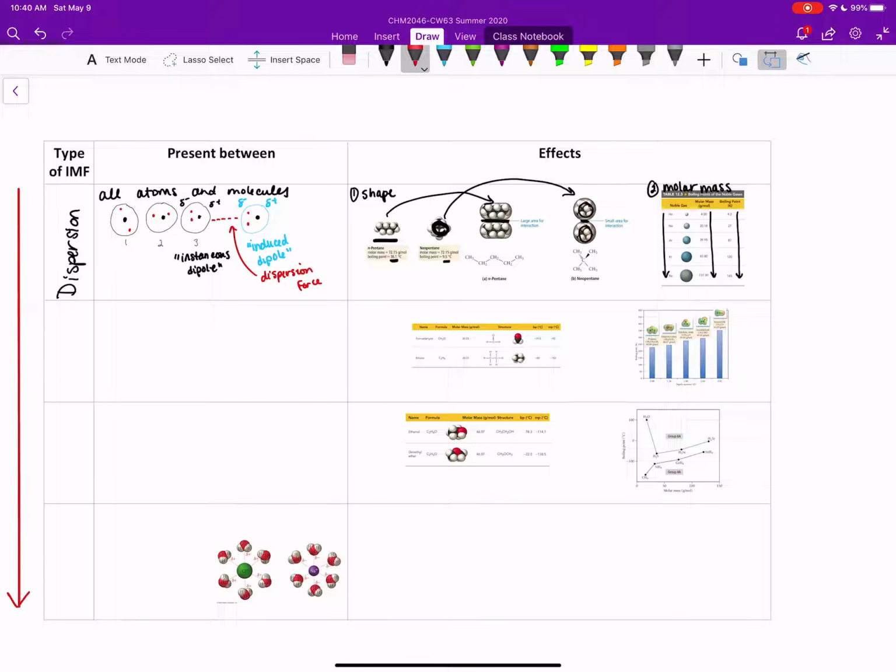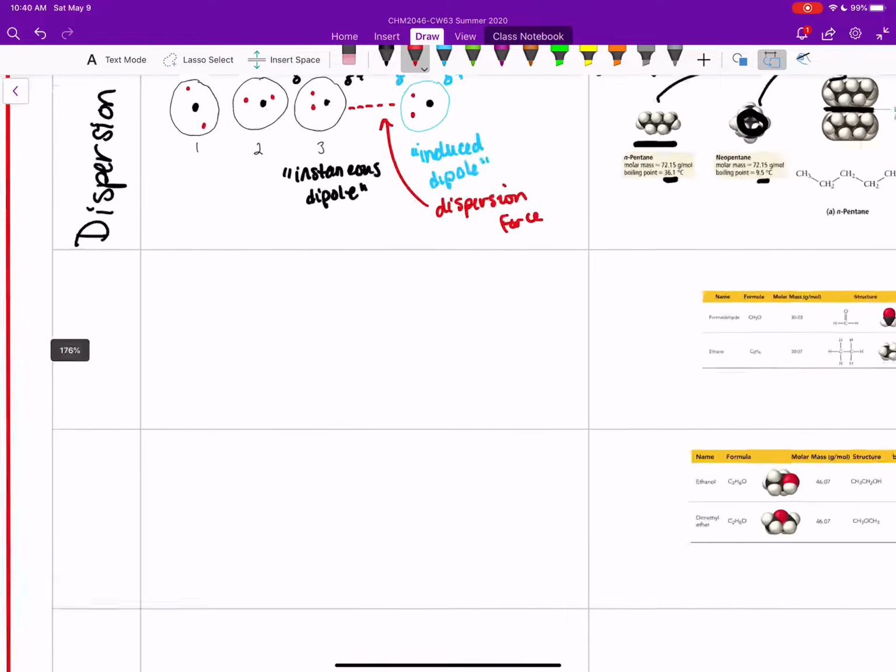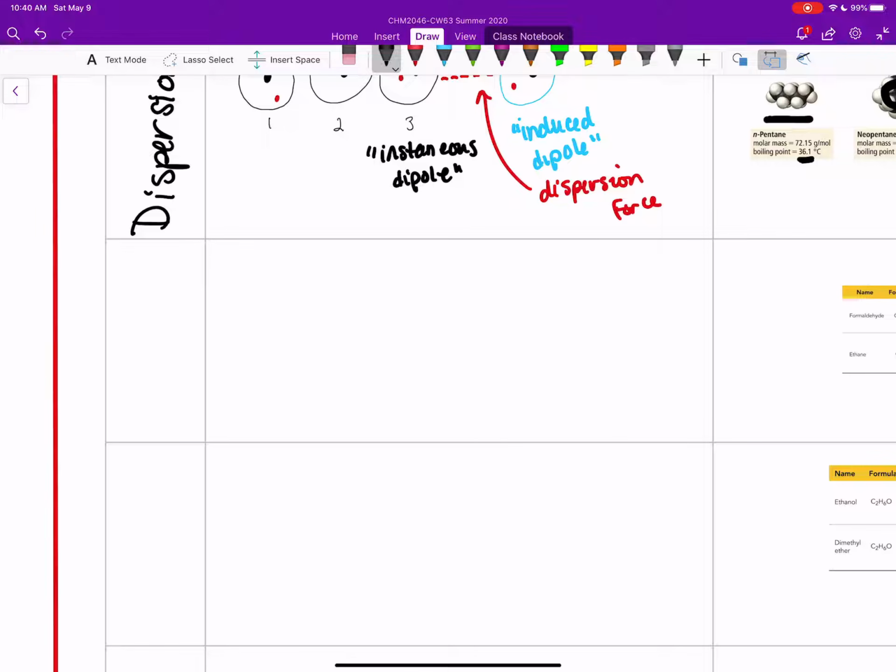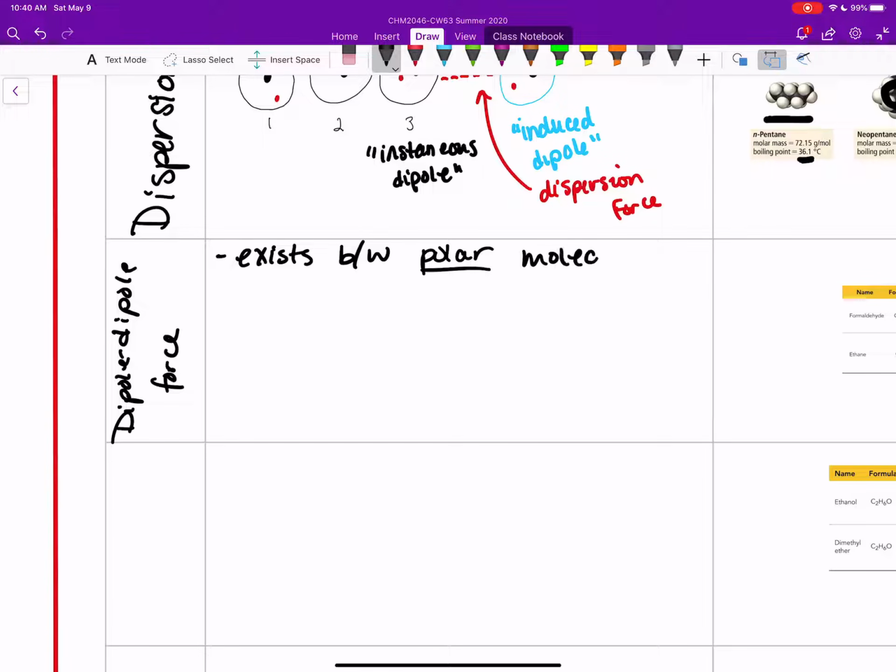So we're continuing in our series of videos on intermolecular forces. Our second intermolecular force in terms of strength is the dipole-dipole force. So let's zoom in here on the second row. This is the dipole-dipole force. All right, and this intermolecular force exists between molecules that are polar. It exists between polar molecules.